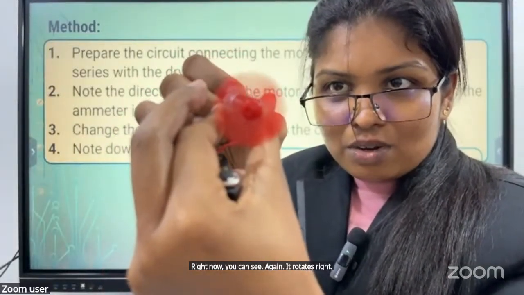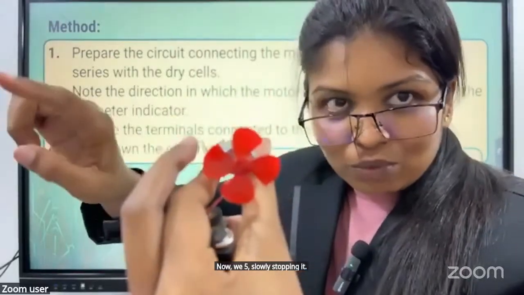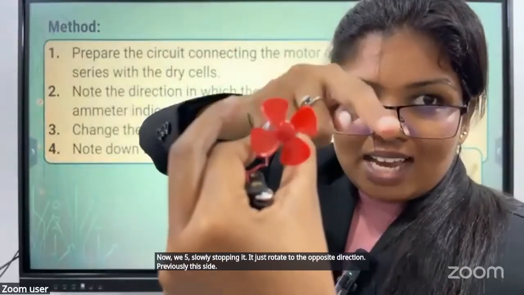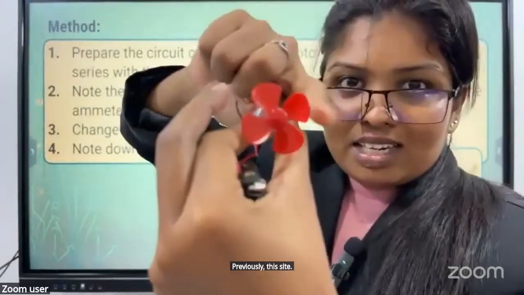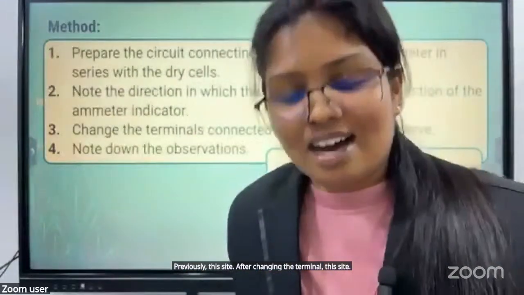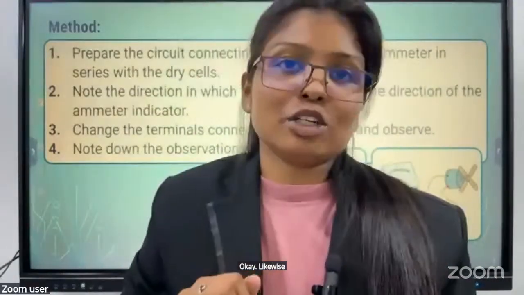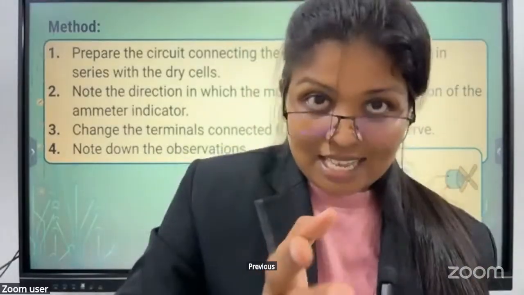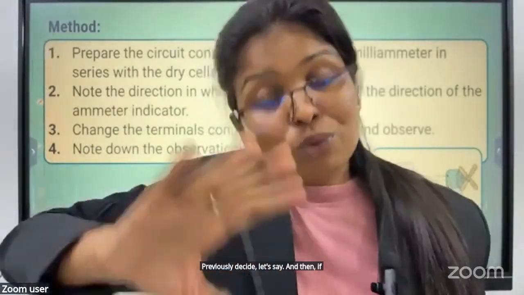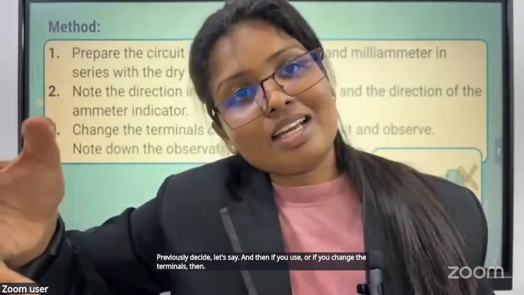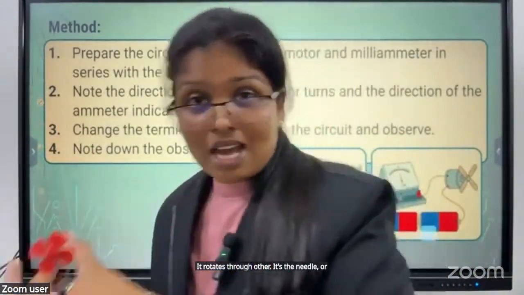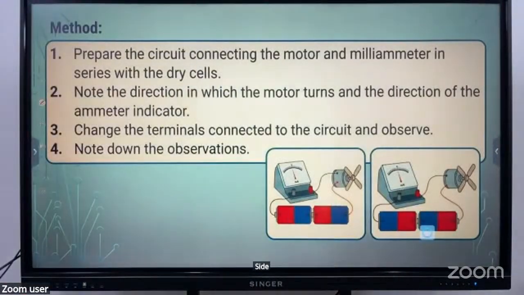Now if I slowly stop it, it rotates in the opposite direction. Previously this side, after changing the terminal, this side. Likewise, if you use a milliammeter also, the indicator deflects, let's say, this side previously, and if you change the terminals, then the needle or the indicator deflects to the other side.